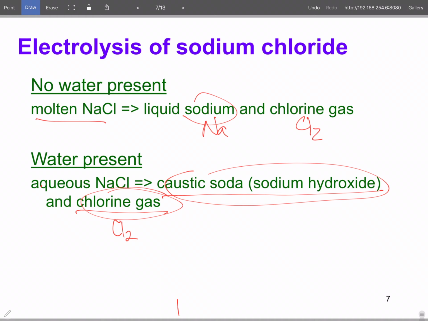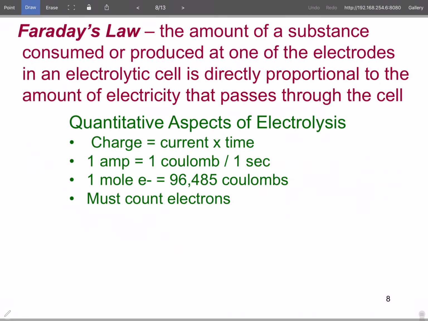I remember for chlorine gas, this is a yellow gas. It's very heavy. So if you see a cloud of it, walk away. Don't run towards it. Okay, so what we're going to do is pretend that we have no water, because we could do that on paper.